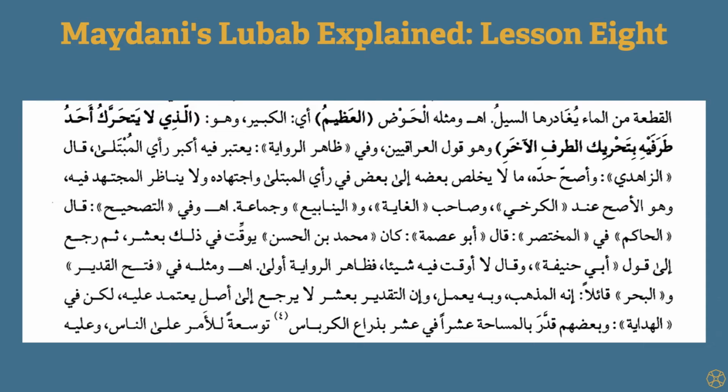بذراع الكرباس, which comes to about 46.2 centimeters, so you can call it 50. Why? توسعة للأمر على الناس, to make this matter easy for people. Because if you're saying رأي المبتدأ, this guy's saying it's a small amount, that guy's saying no, it's a large amount, no, it's small, it's large, it's just going to lead to confusion.